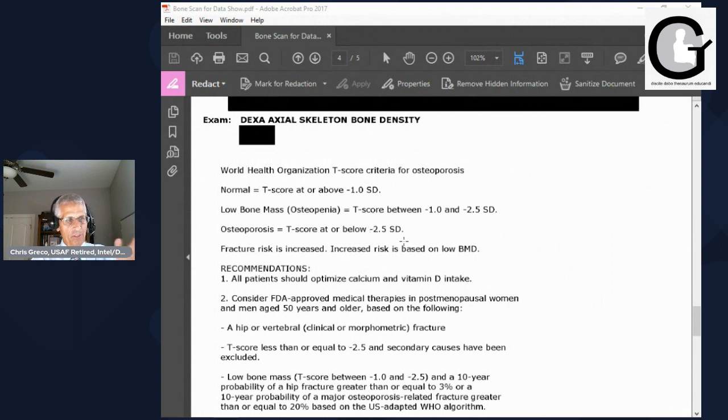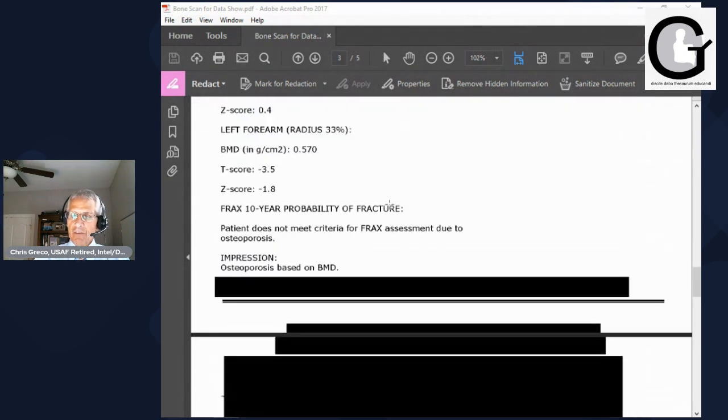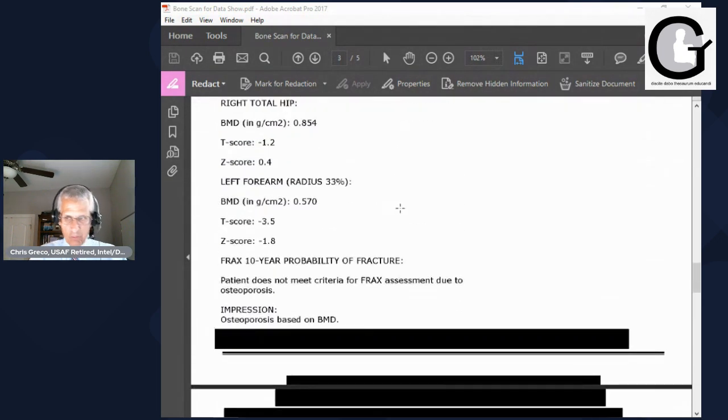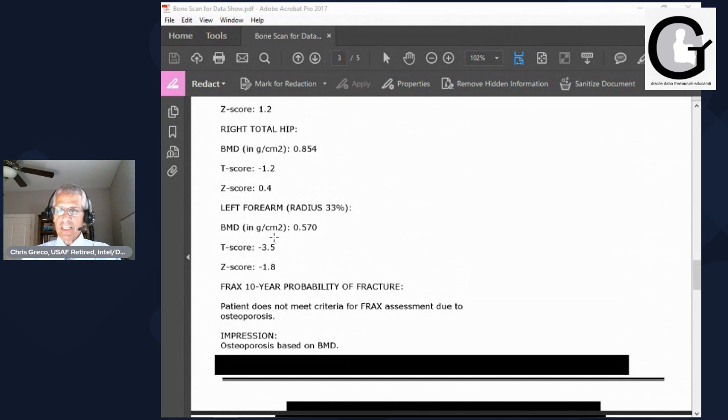Remember, I said that probability is very low. So let's talk about this. So what are we talking about? Is there ever a time when that t-score is at or below negative 1.0? Let's see. Remember, at or below, right? So here we have a t-score of negative 3.5. That's in the left forearm.